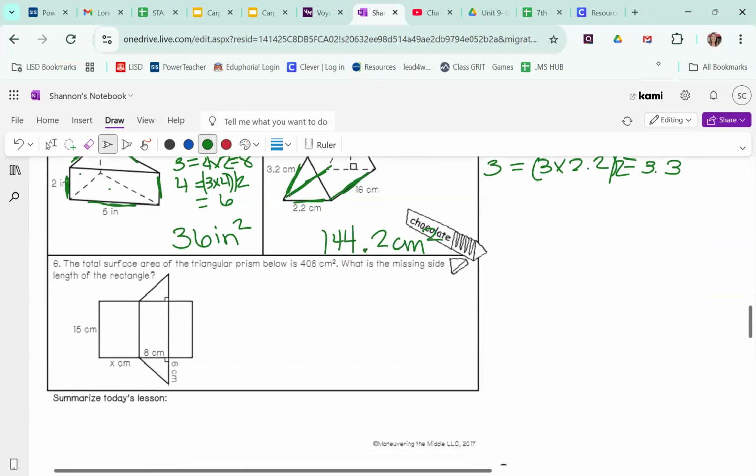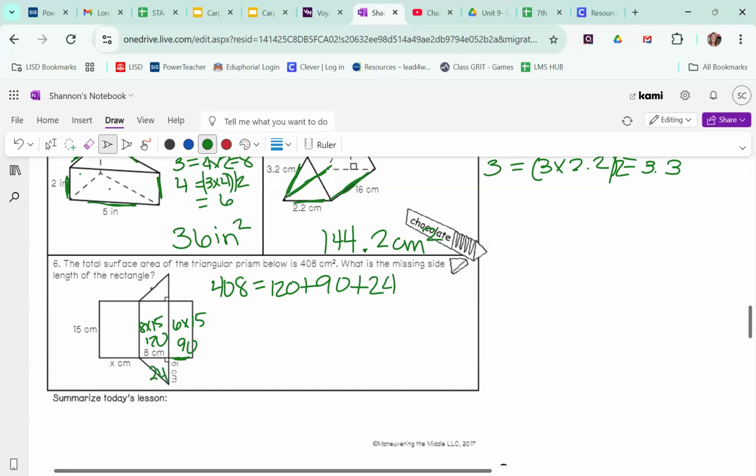Okay, and the last one, the total surface area of the triangular prism below is 408. What is the missing side? So we know it's 408 equals, and we need to find all these pieces. So this piece would be 8 times 15, because that's the length, which gives me 120. So we know that's 120, plus this piece would be 6 times 15, because this piece is 6, and that's 15, which gives me 90. So we have plus 90, plus we know this is 6 and this is 8. So 6 times 8 is 48, divided by 2 is 24.